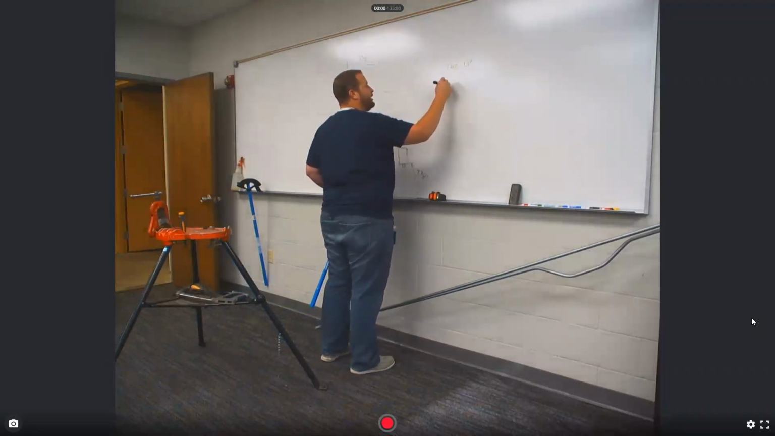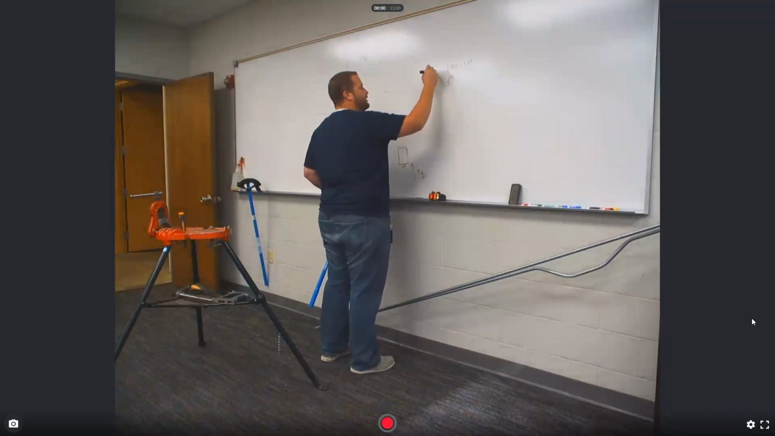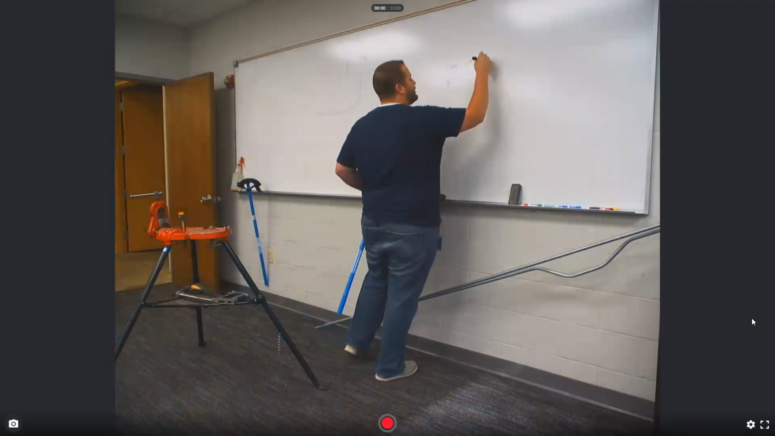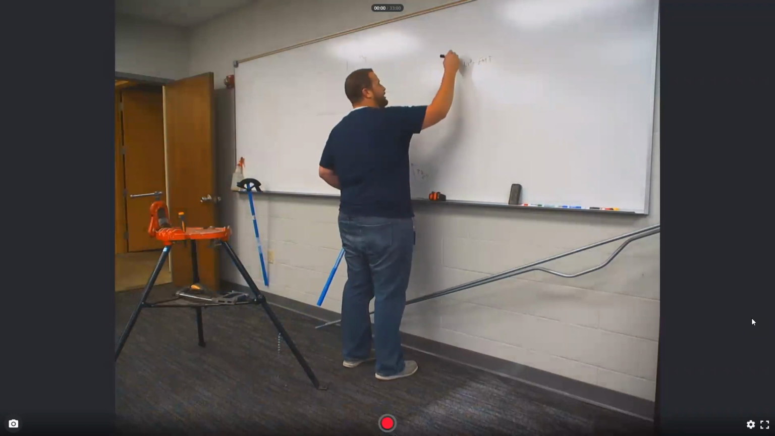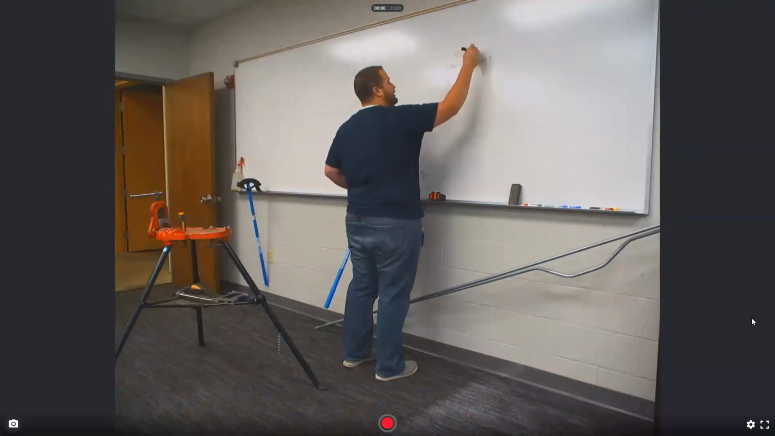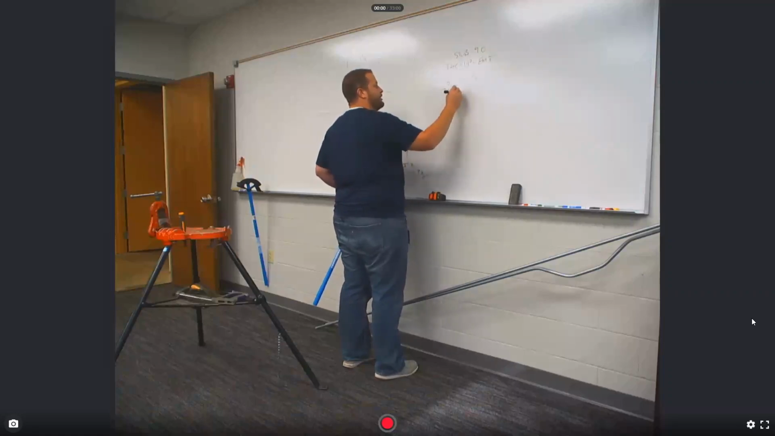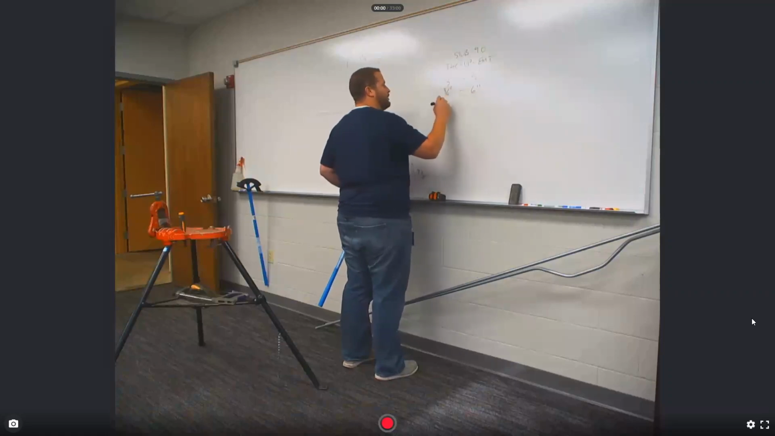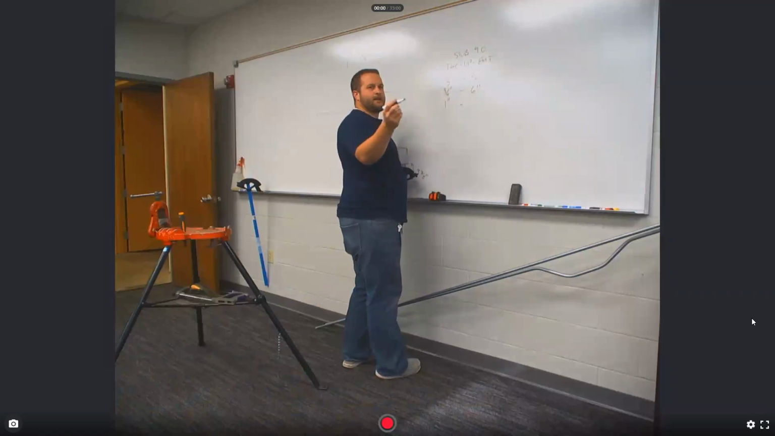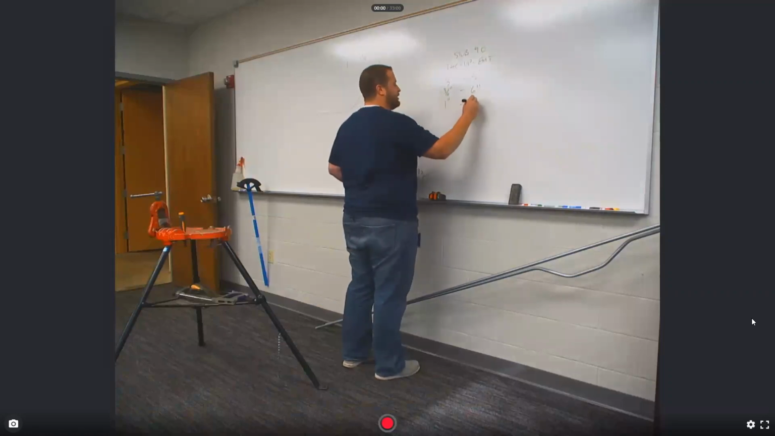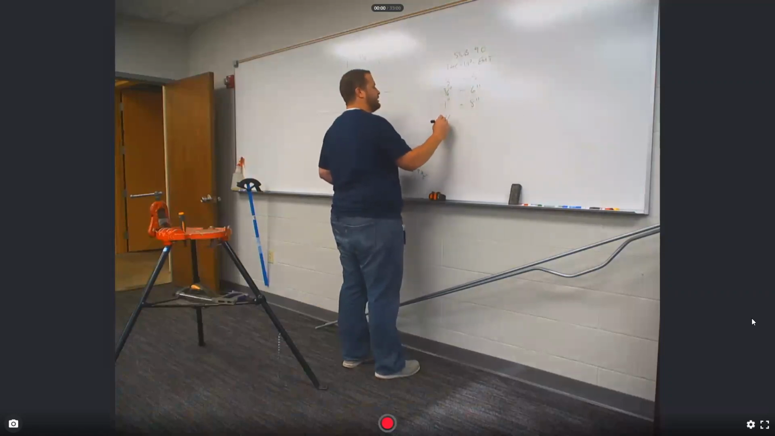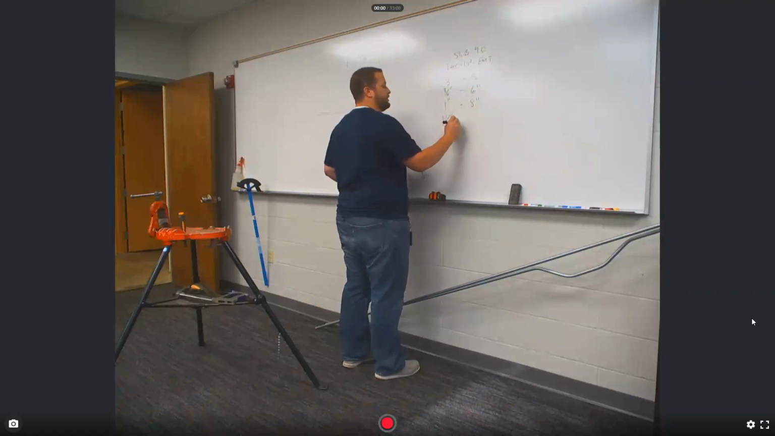So 1/2 inch. This is all EMT. Stub 90. So 1/2 inch is 5 inches. 3/4 inch is 6 inches. 1 inch is, help me out, 8 inches, right? 8. 1 1/4 is 11.